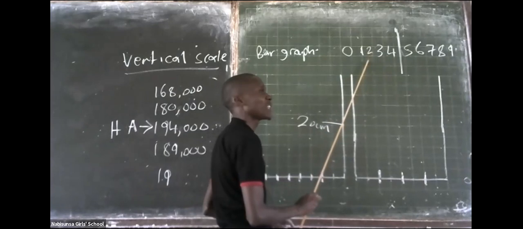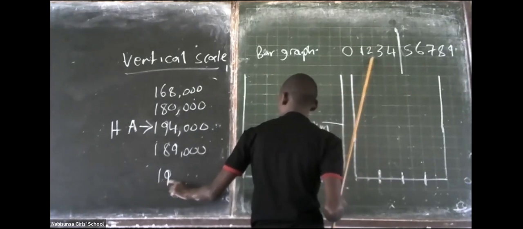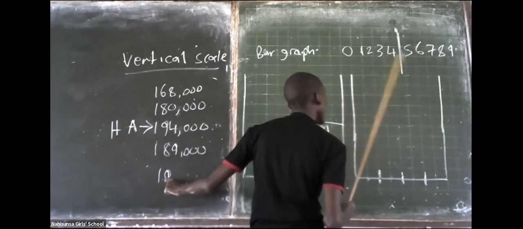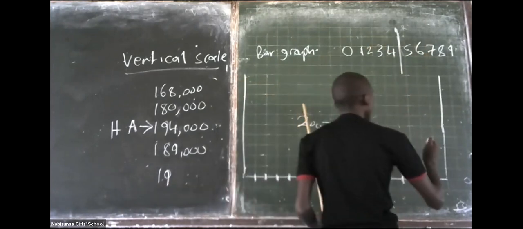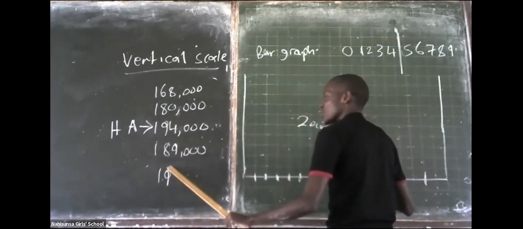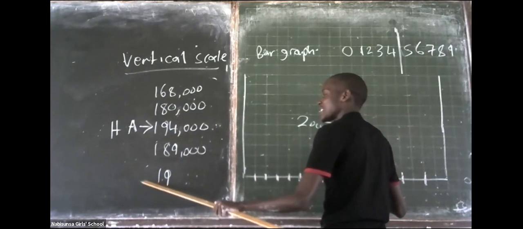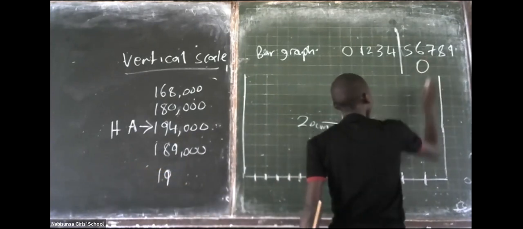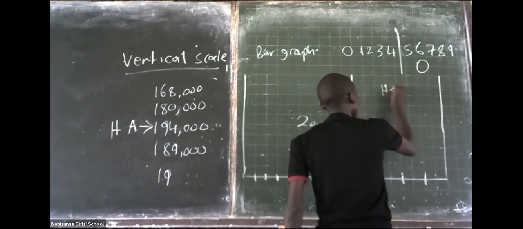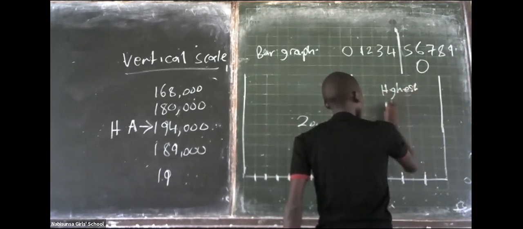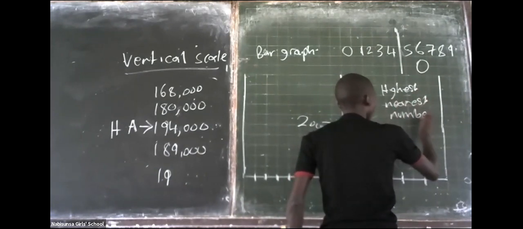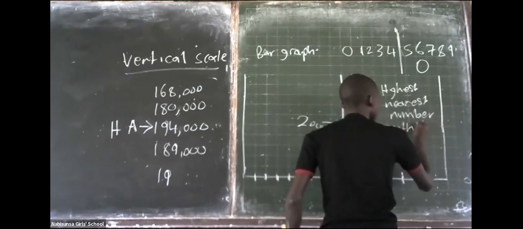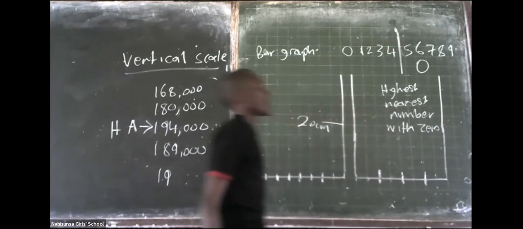So come back here on our rule. Remember we kept two numbers. If the second number is among those ones above 5, or 5 and above, you round the two numbers up to the nearest highest number with 0. I have said the highest nearest number with 0. Am I clear?